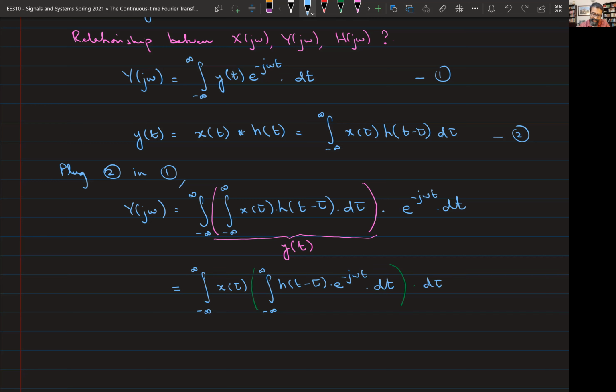Now, what do I have inside these green brackets here? What is this? Anyone?